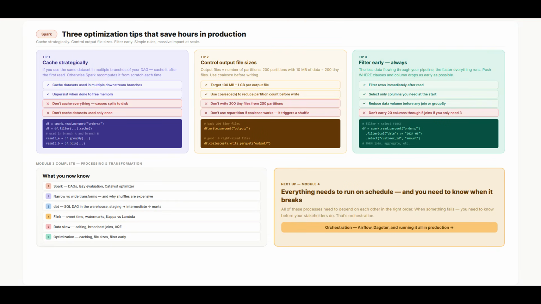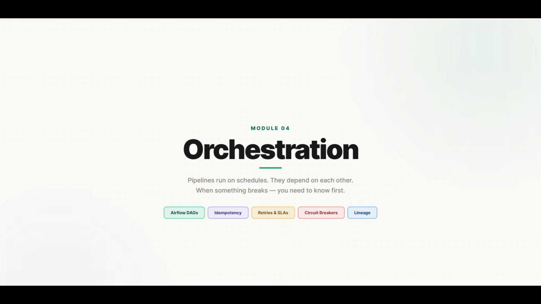So now you can move data in, store it efficiently, and transform it at scale. But here's the thing, all of those processes need to run on a schedule. They need to depend on each other in the right order. And when something breaks, and it will, you need to know about it before your stakeholders do. That's orchestration. That's module 4.